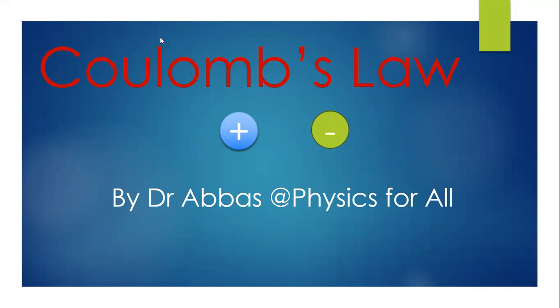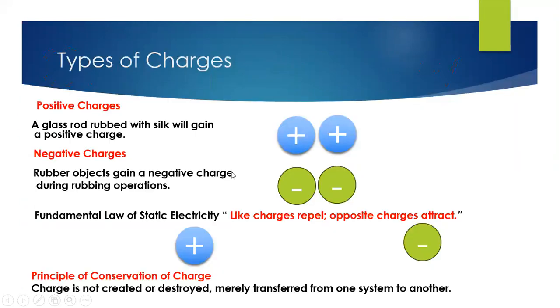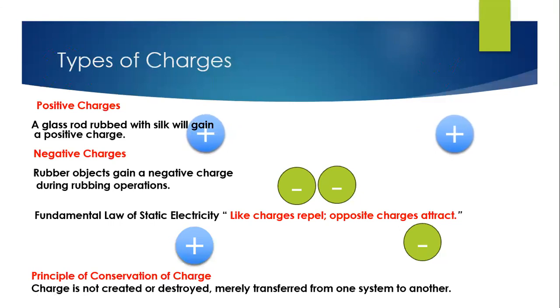Okay, let's move towards our lecture. First of all, we will discuss the types of charges. Benjamin Franklin was the first person who introduced these types, known as positive charges and negative charges. Usually, an example of positive charge is the proton, or if we want to produce it, we can rub a glass rod with silk and we can gain positive charge.